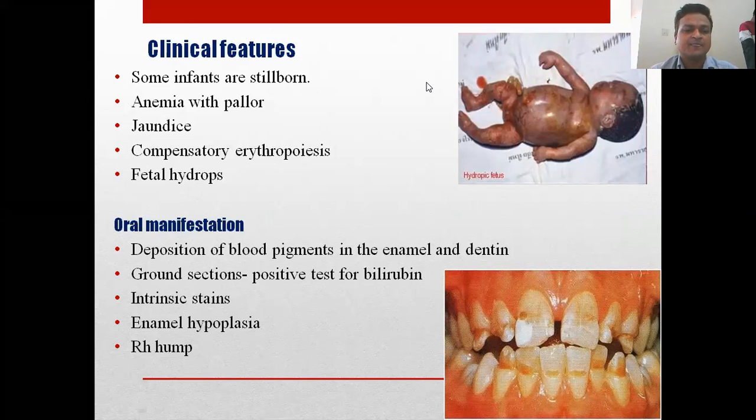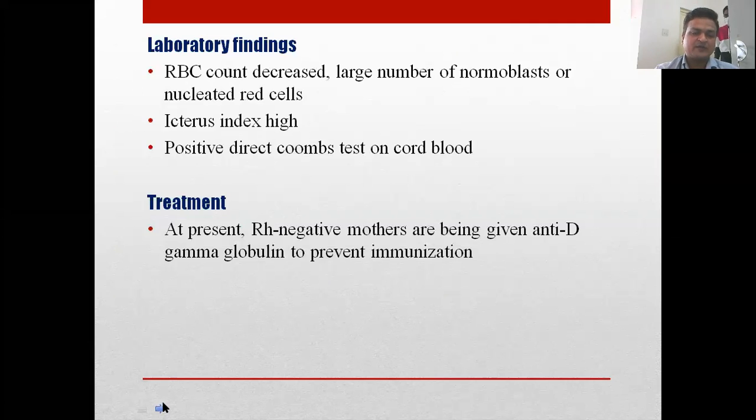Okay. In oral manifestations, there is deposition of the blood pigments in the enamel and the dentin. Look, these are blood spots, pigments, yellow pigments, due to the Rh incompatibility. Ground sections show a positive test for bilirubin. See here, bilirubin will be positive, jaundice will be there. Intrinsic stains in the body, enamel hypoplasia, the enamel hypoplasia with darkness, see, darkness and hypoplasia will be there in Rh incompatibility. Okay, these are the other oral manifestations of erythroblastosis fetalis.